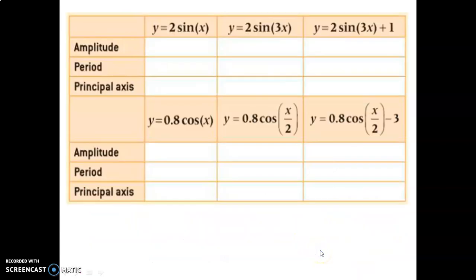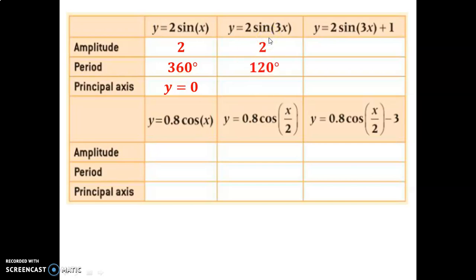Okay, see if you can fill in this table. Based on what we just learned, what should go in these boxes here? What's the amplitude, period, and principal axis? Okay, I hope you saw 2, 360, and 0. There's the amplitude number. We don't see a number in here, no frequency number, therefore normal period. And there's no number at the end, so it hasn't shifted up and down, so therefore principal axis remains at y equals 0.